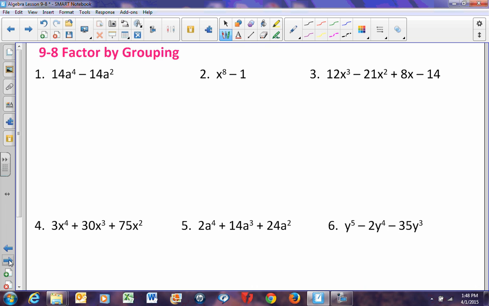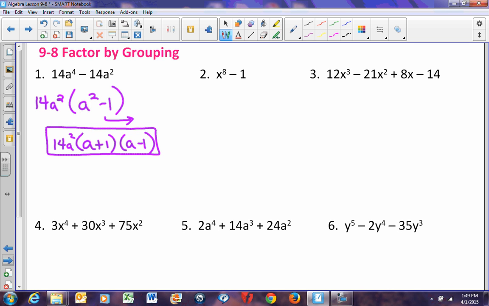Okay, factor completely. If I look at number 1, I look at that and say, ooh, greatest common factor, 14a squared. I can take out a 14 and I can take out an a squared. So I'm left with a squared minus 1. And you might say, ooh, I'm done, but I'm not. This is a perfect square. This factors to a plus 1 times a minus 1. And of course, we still have the 14a squared that we already took out. So now it is done. Always factor completely. Make sure that when you look at something, you don't see how many terms it has and stop, see how far you can go.